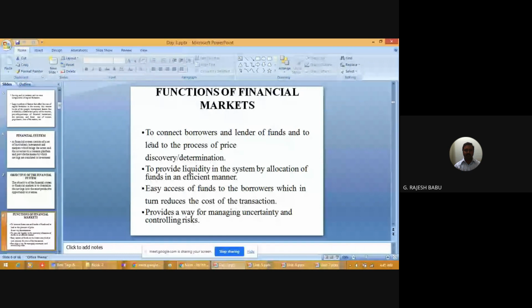Second, to provide liquidity in the system by allocation of funds in an efficient manner. Third, easy access of funds to borrowers, which in turn reduces the cost of the transaction. Fourth, provide a way for managing uncertainty and controlling risk. These are the major functions of the financial market.